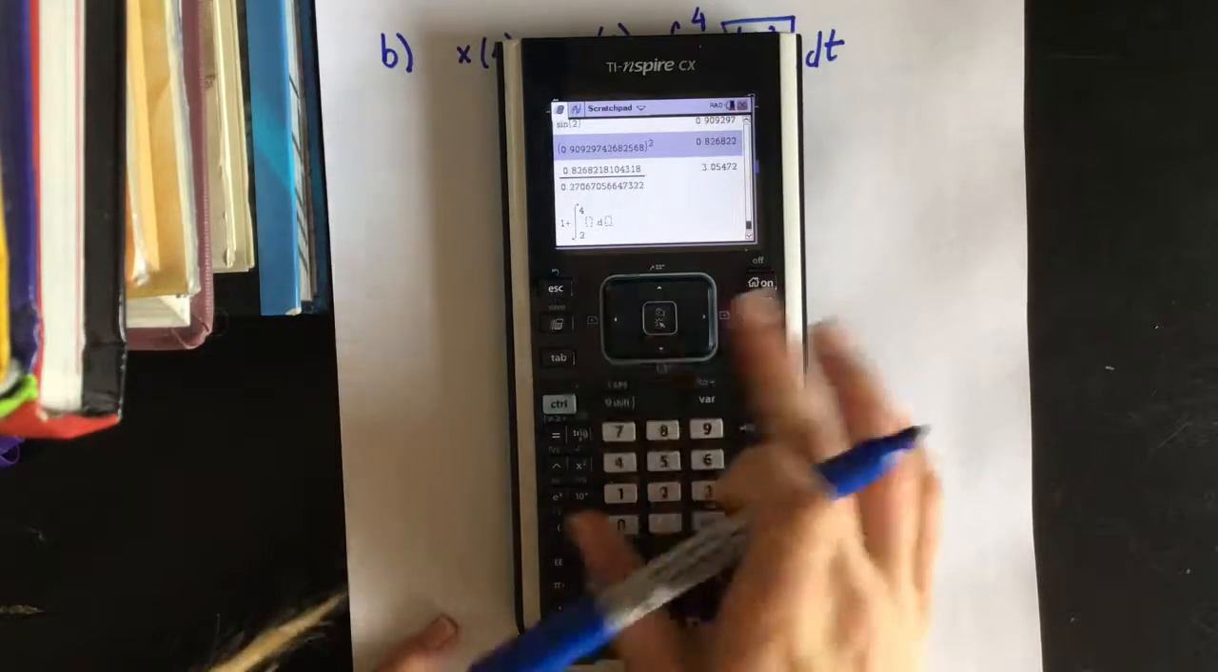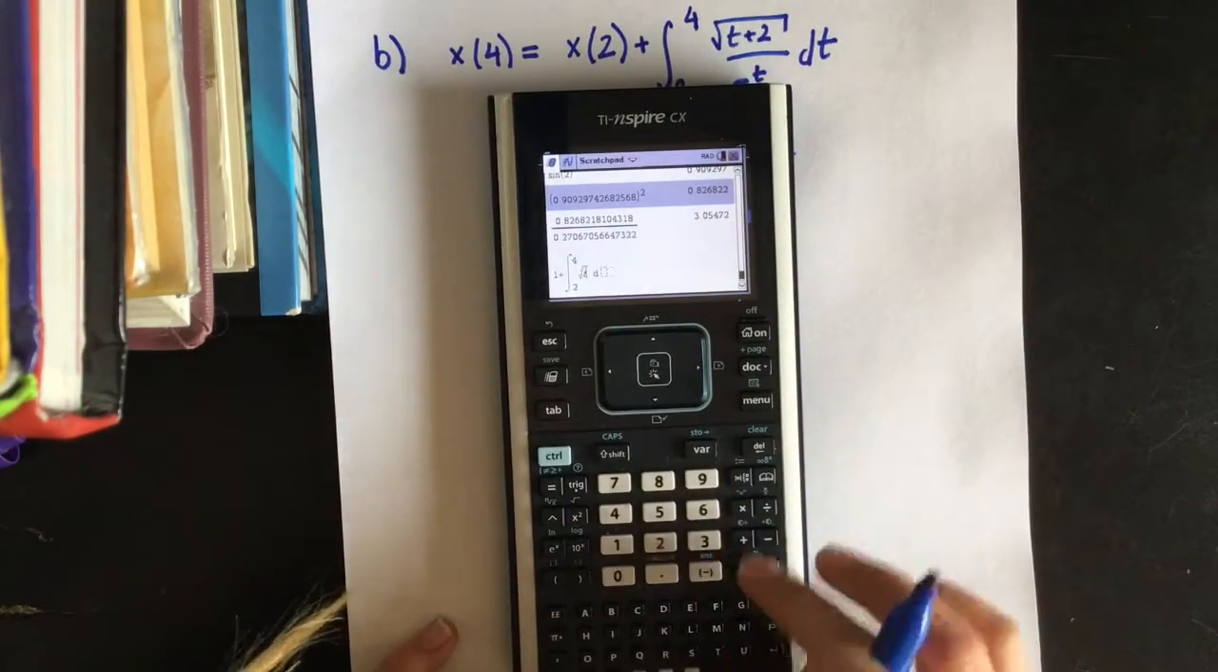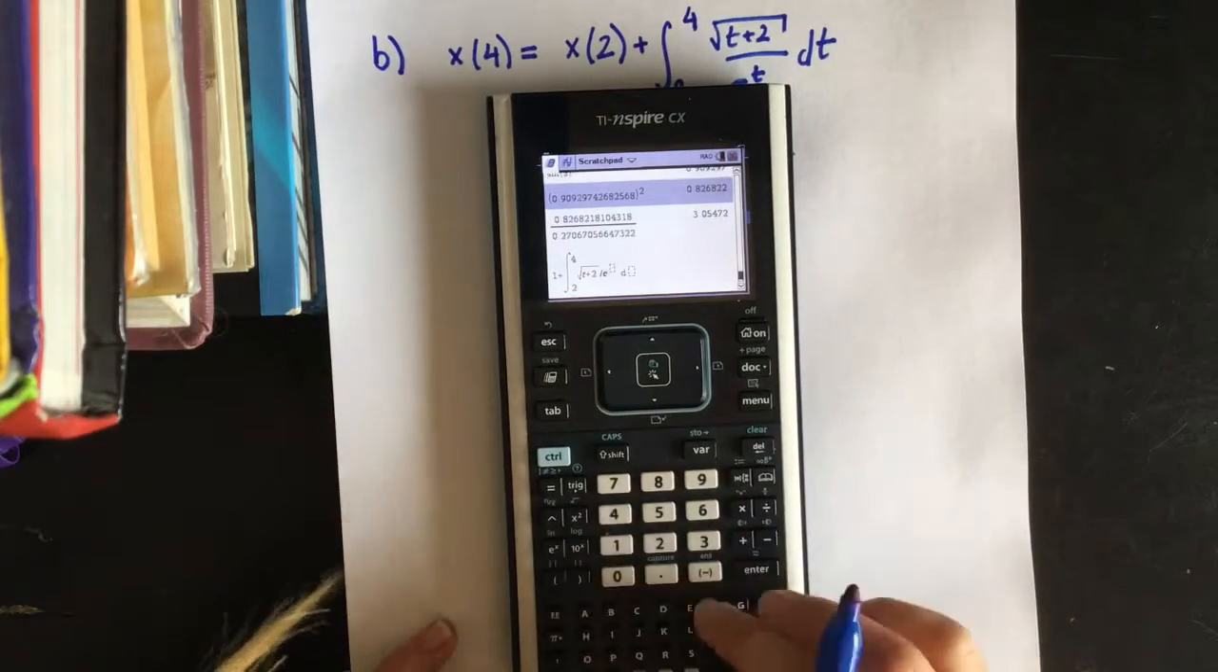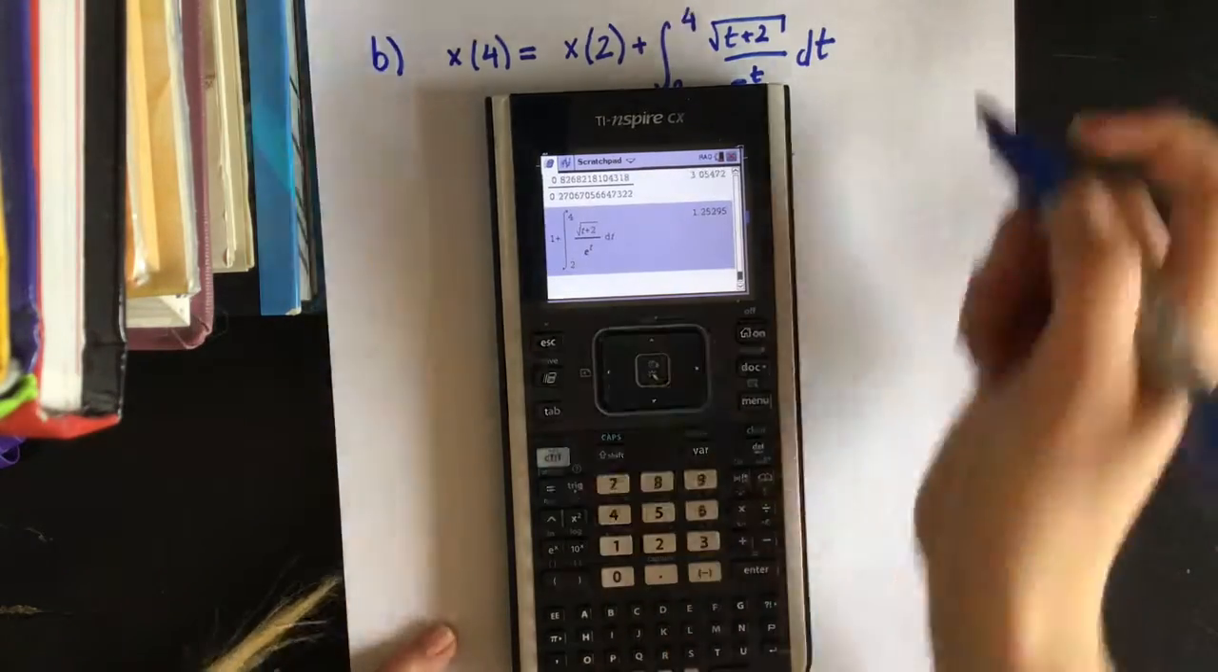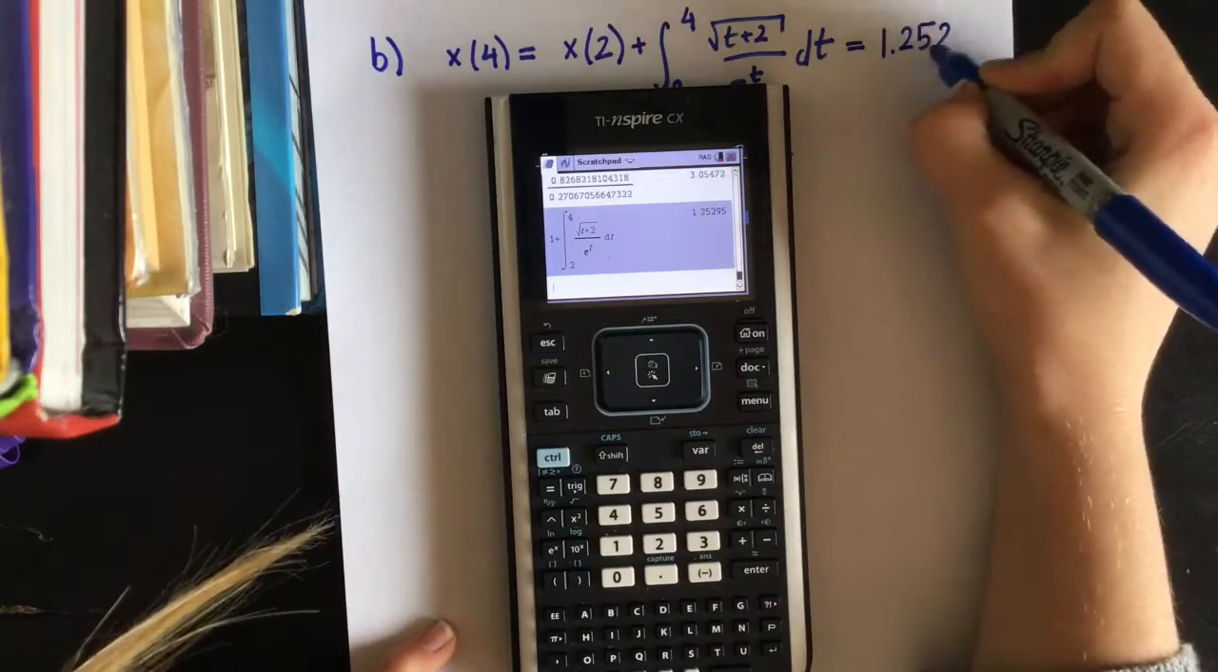Luckily, this is a calculator problem, so evaluating the integral is easy. We just have to be sure not to forget to add the x of 2, because otherwise we are not going to get the accurate x of 4 value.